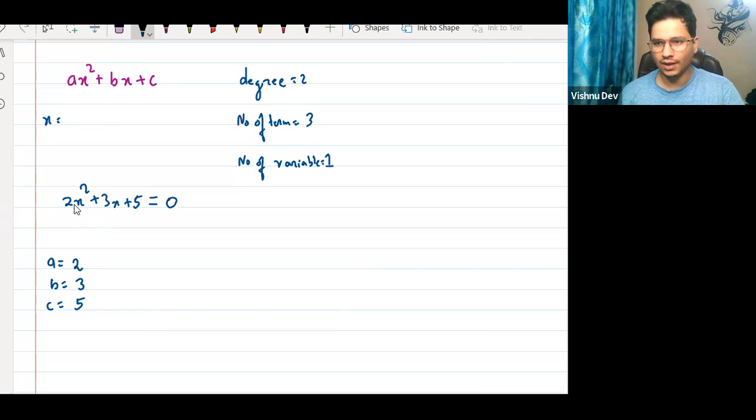So we are just trying to understand that a quadratic equation is also like a linear equation. The only difference is that here the degree is 2, not linear. So what is c, sir?